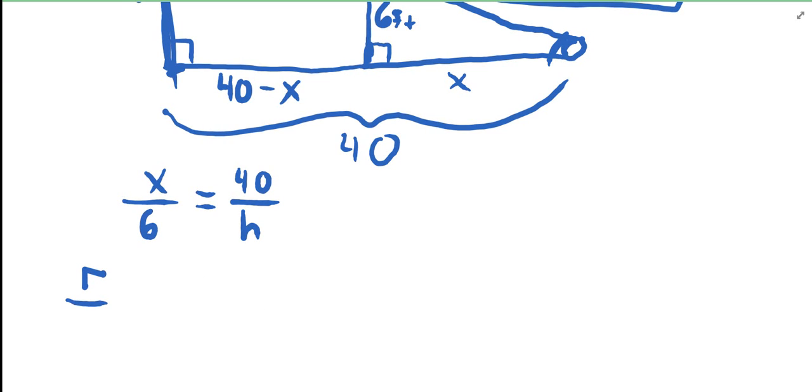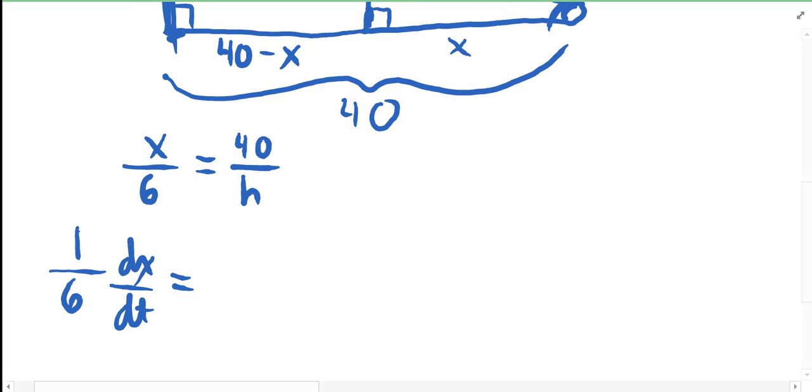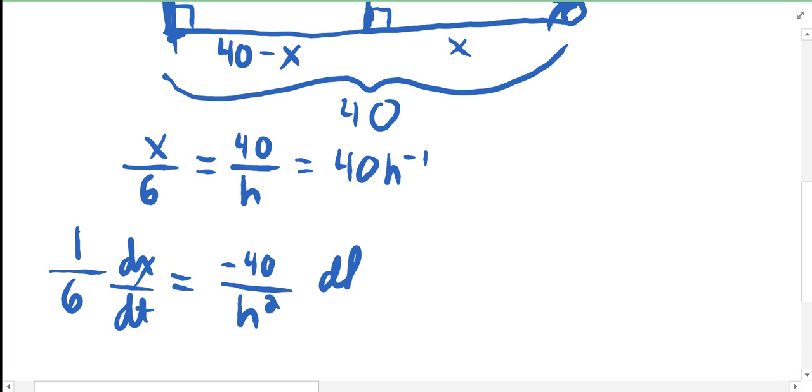So when you derive it, we're just going to get 1/6 dx/dt. X goes away completely. When we derive the other side, keeping in mind that 40 over h is the same exact thing as 40h to the negative 1, we're going to get negative 40h to the negative 2, which is going to put h squared in our denominator. Then we're going to multiply that by dh/dt.